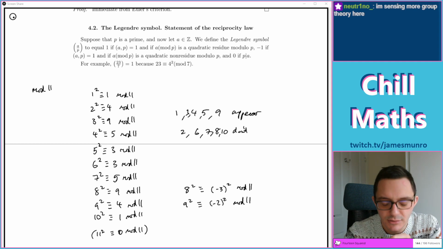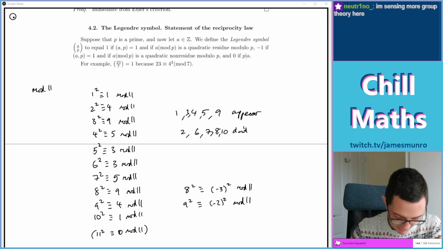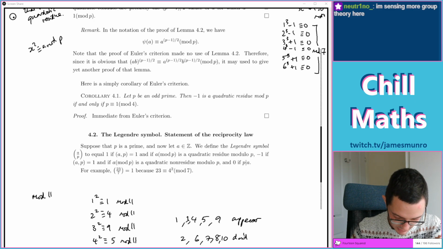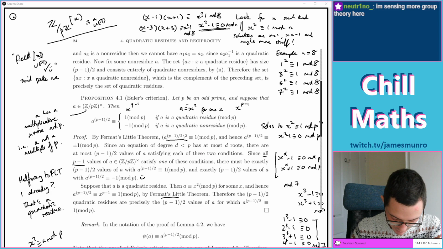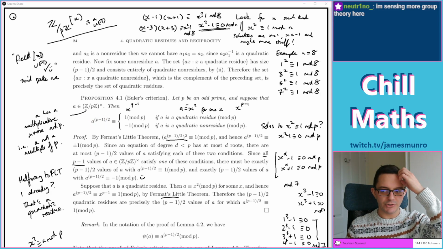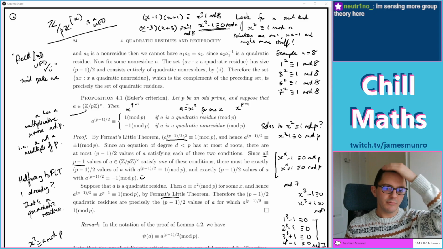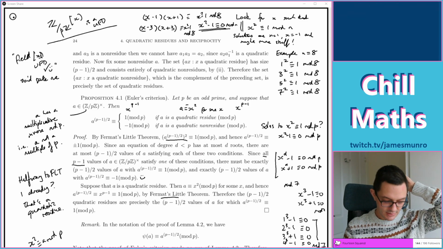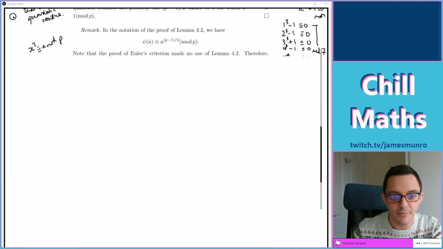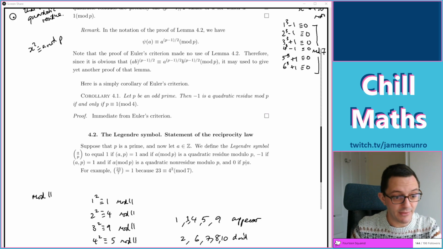Okay. So if p is an odd prime, then we get this really nice check for whether or not you're a quadratic residue, which is to go halfway to Fermat's little theorem, and then check if it's 1 already. That's Euler's criterion. Quick check of how that fits in.